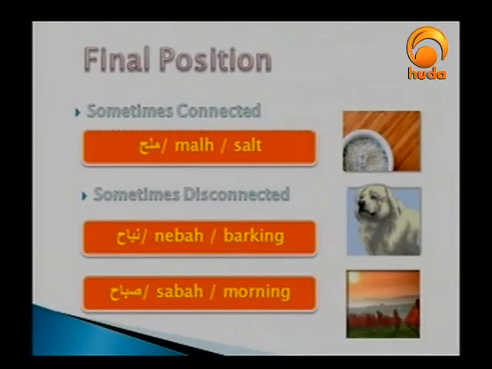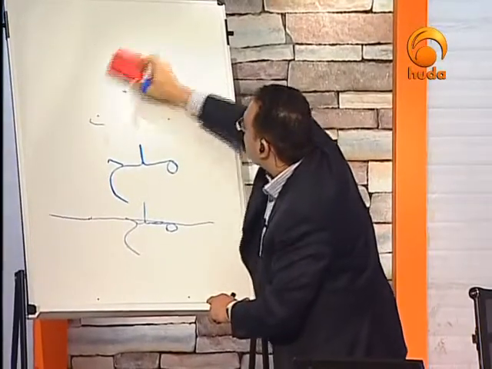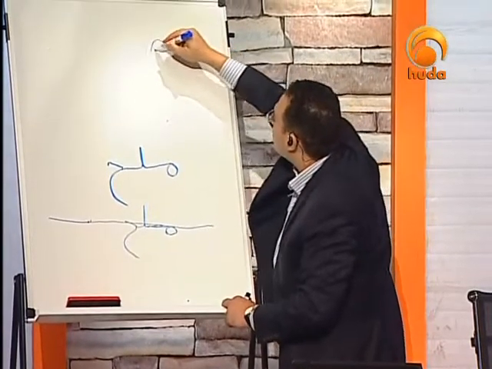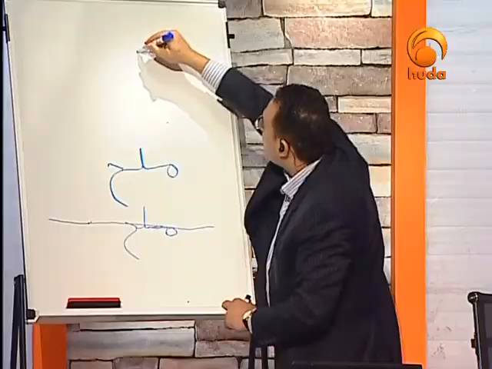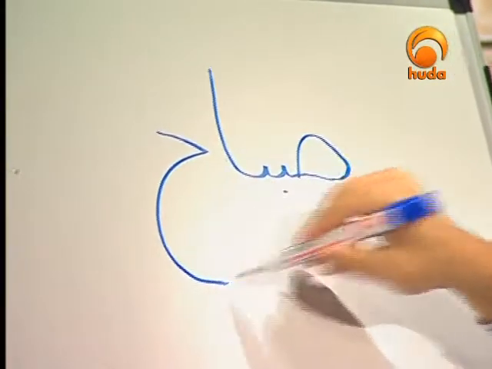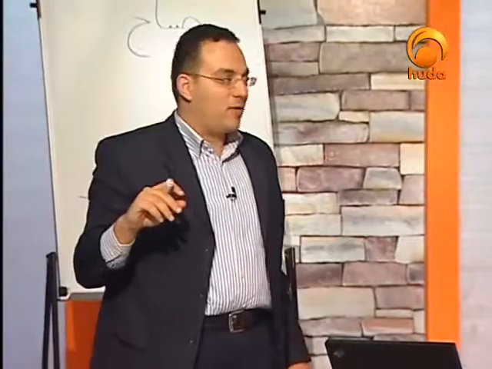Let me just repeat that again. Here it is. I can write that here again. And please follow me in writing this word. Please, if you can write the whole word, I would appreciate that. Here it is, sabah. Can you see that? So here, in this word, it comes disconnected. Okay, please show me how you can write that.